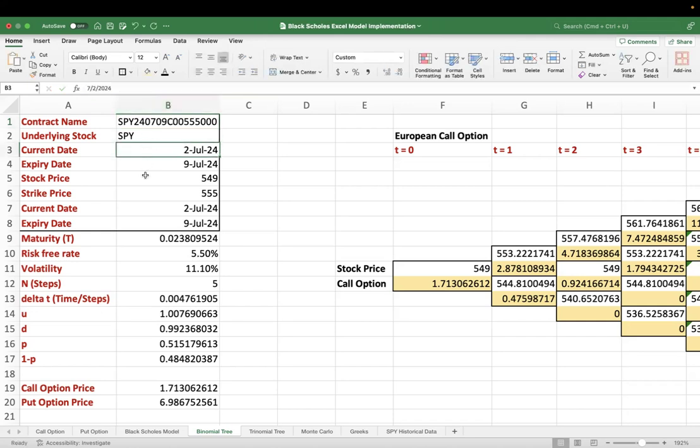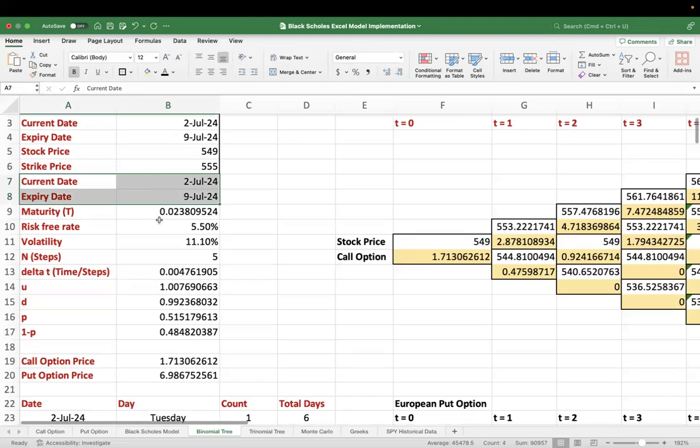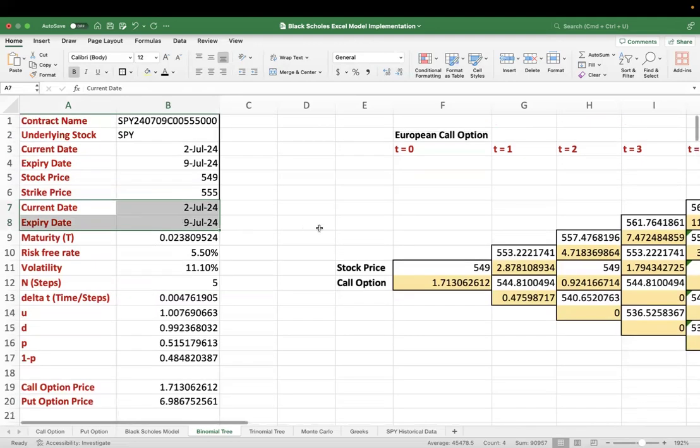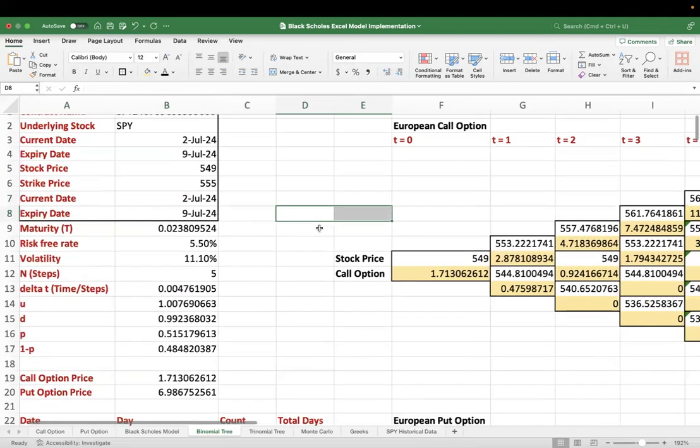So this is what we have taken into consideration at that day. The stock price was 549. This is how the information looks like. By mistake, I guess I have duplicated this information, but just leave it over. Okay, so now let's start our modeling piece.